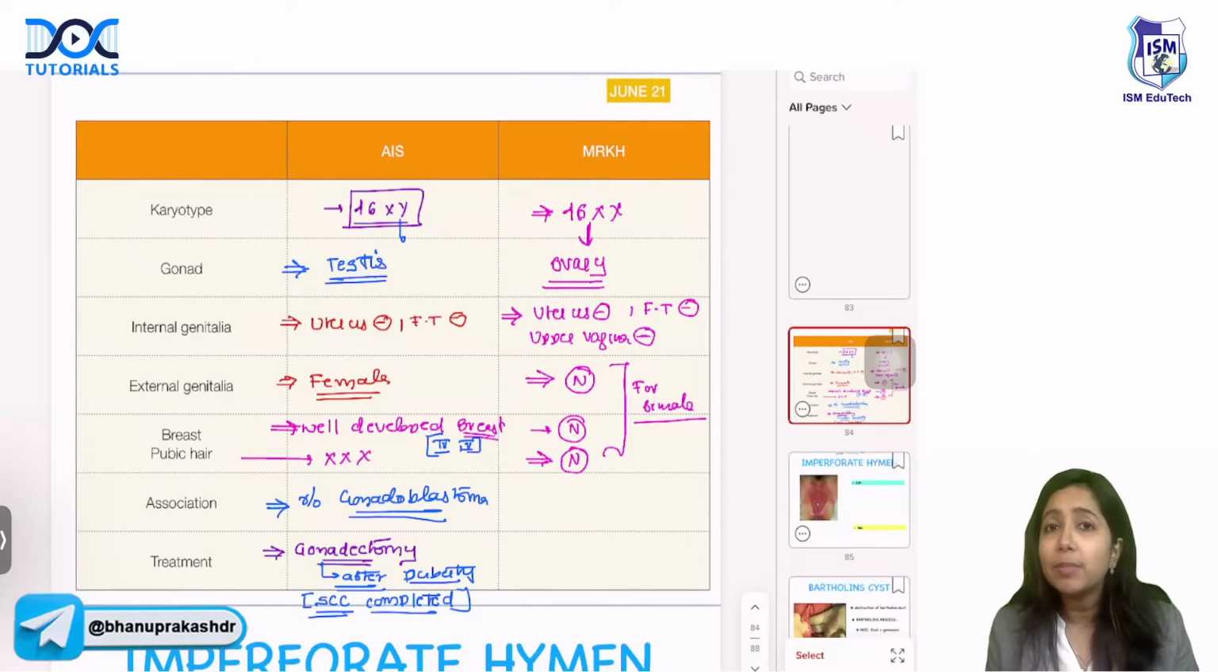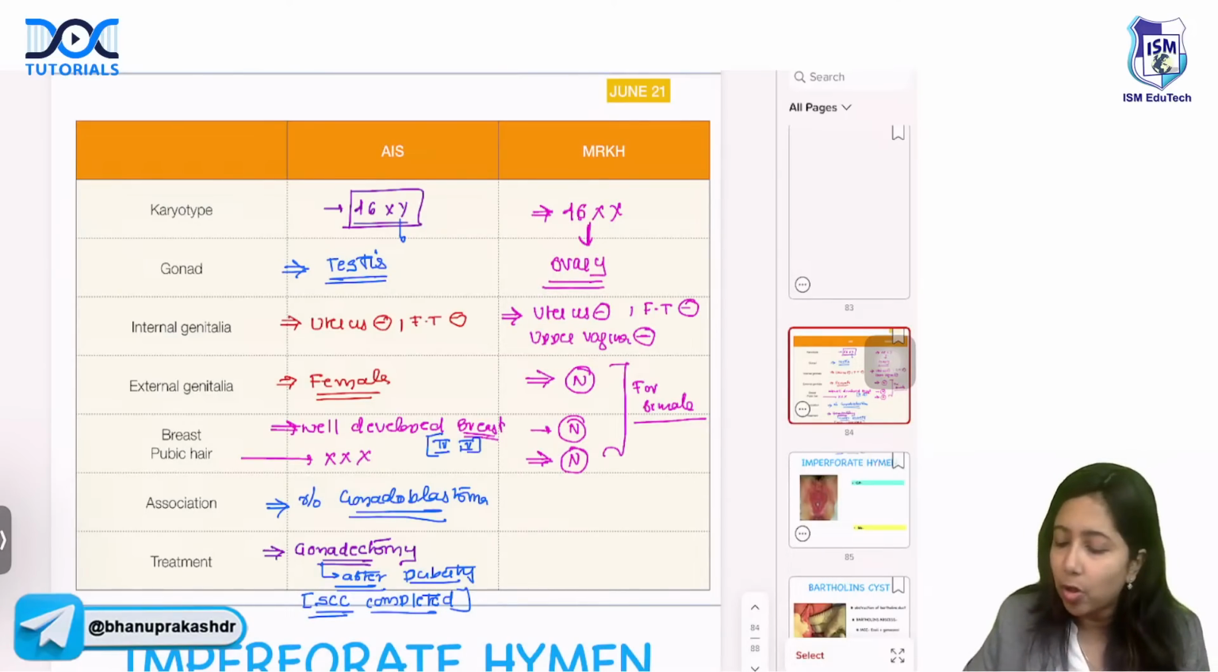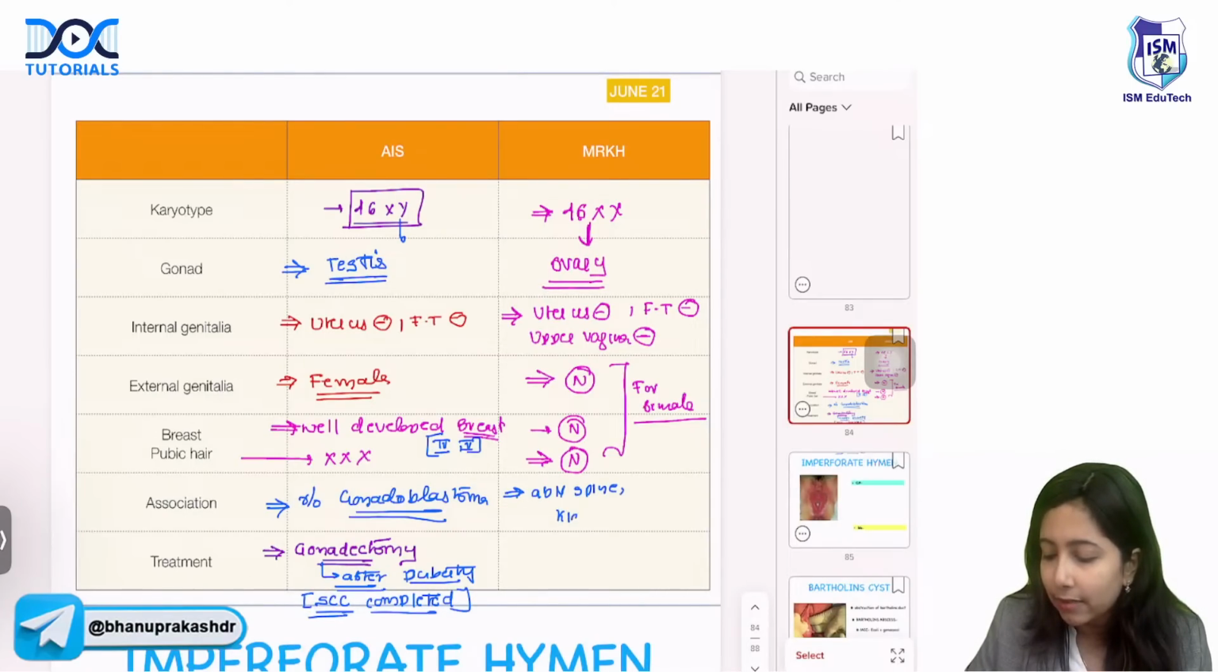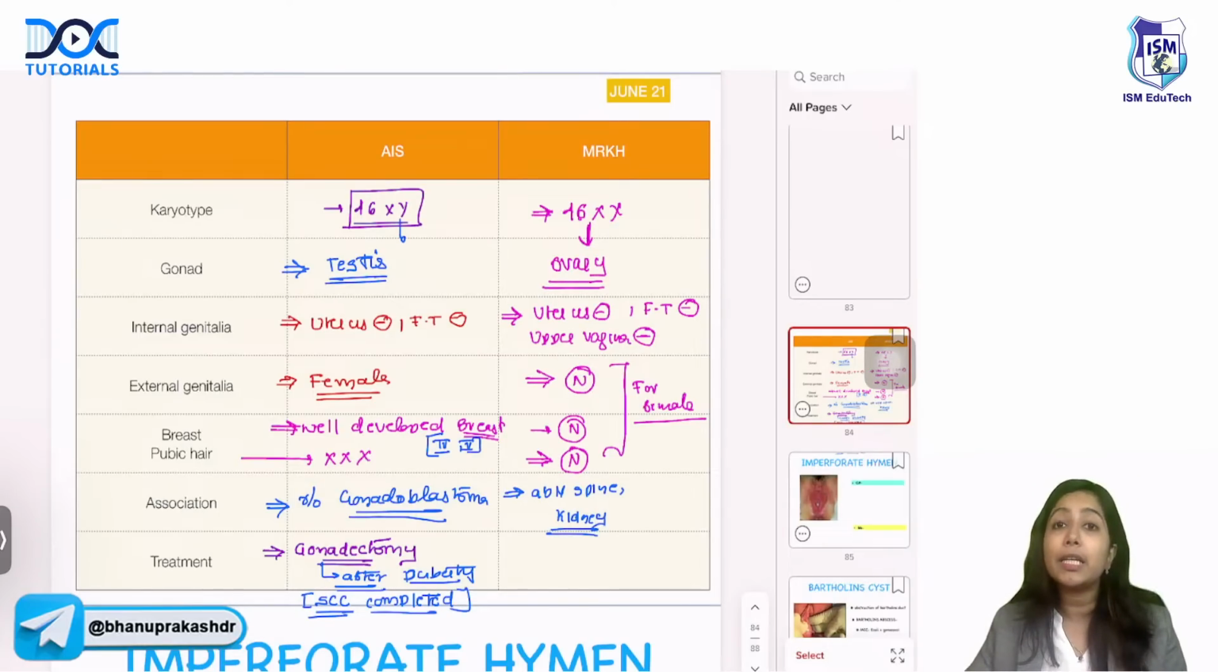But they can have some associations. They can have abnormalities of the spine and kidney development. Some associations in the kidney include renal agenesis, where development of one kidney might not have happened properly. There can be problems in the spine, such as hemivertebrae. Only one side of the vertebrae is developed, the other side is not developed. Just remember, they can have spine and kidney abnormality.